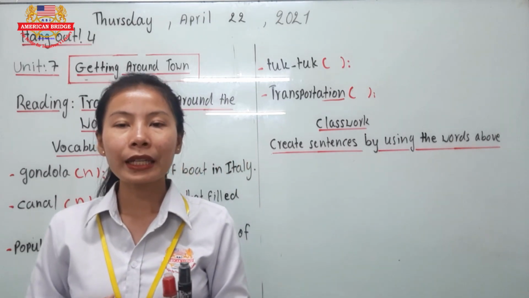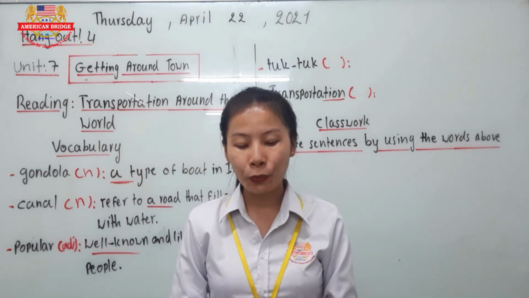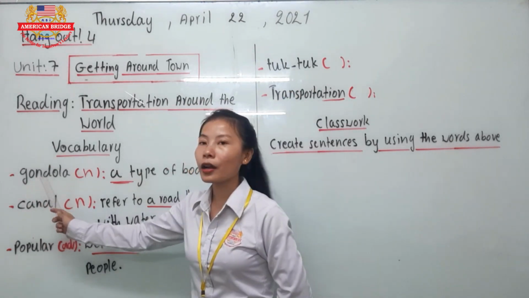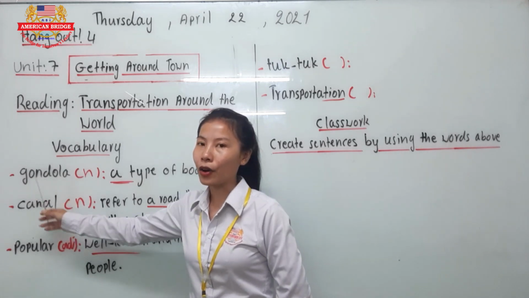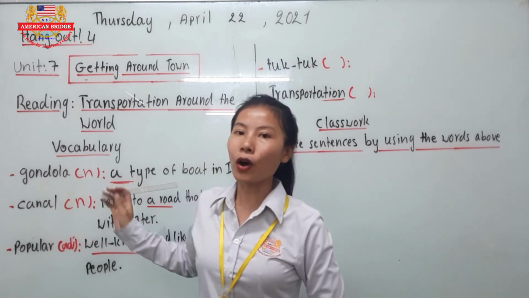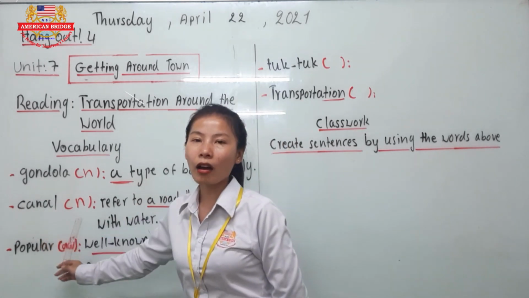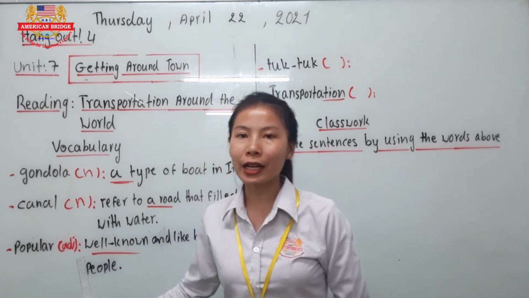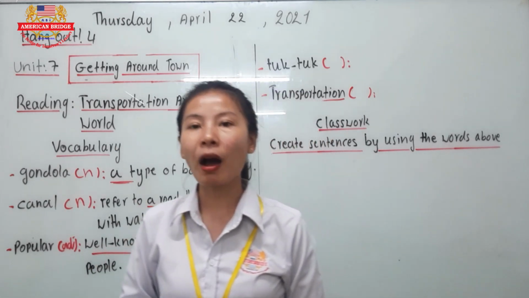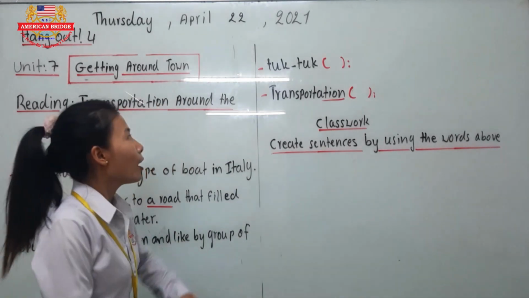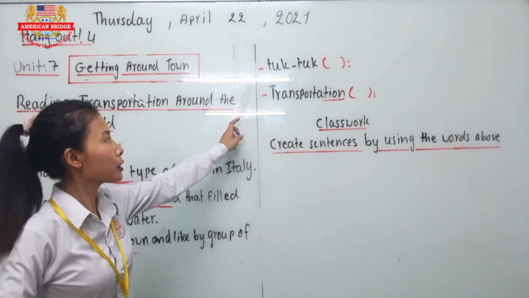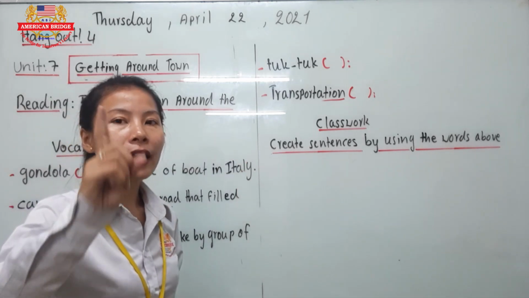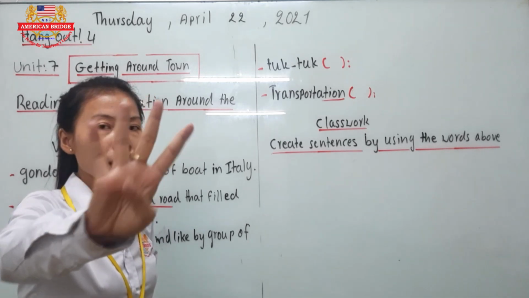So now I would like to read each word for you before we end our second session. The first one we pronounce is gondola. The second word is canal. Popular. The next is tuk-tuk. And the last one has a lot of syllables: transportation. So four syllables.